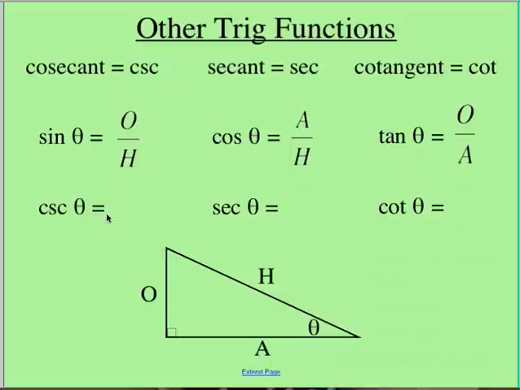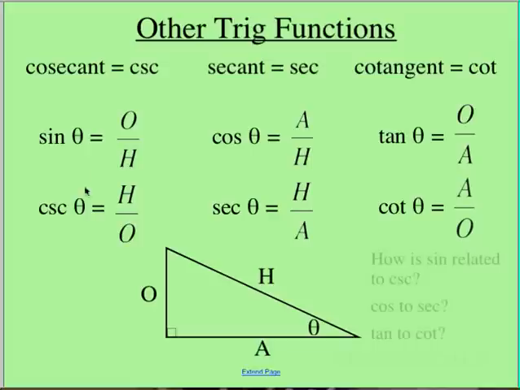So I'm going to show you what cosecant, secant, and cotangent are in terms of this right triangle, and then I want to see if you can come up with how these three trig functions are related to the three previous trig functions that you learned. So cosecant is hypotenuse over opposite, secant is hypotenuse over adjacent, and cotangent equals adjacent over opposite. So how are these trig functions related to one another?